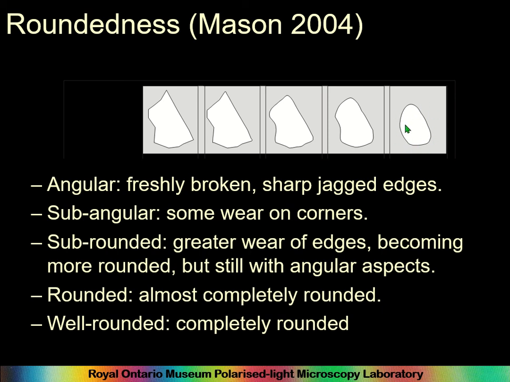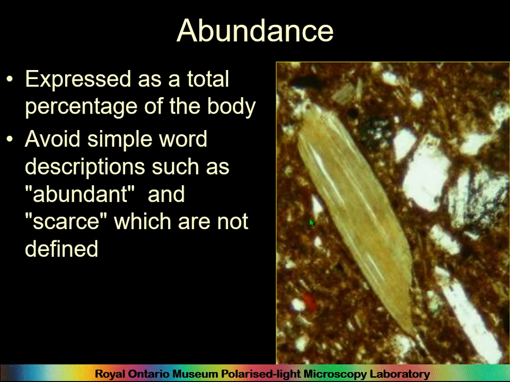And so that is description. And of course all of this is in the manual. So then we have abundance. Abundance is basically how much of an inclusion there is in the thin section.